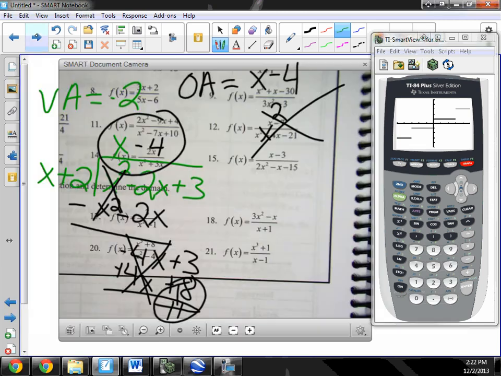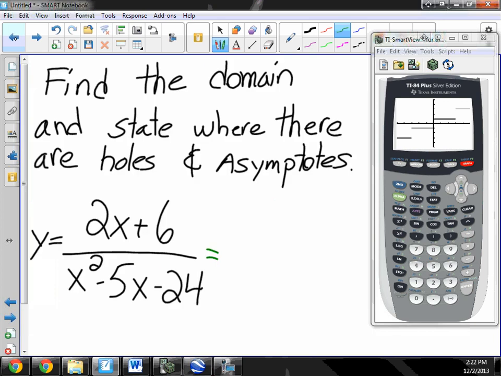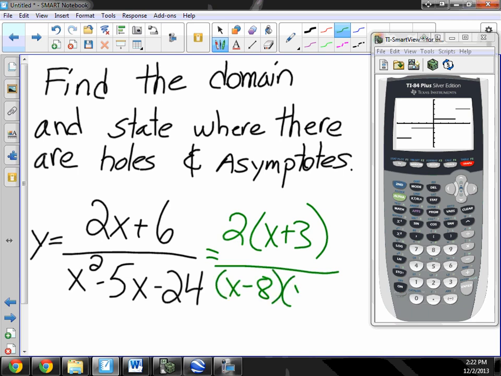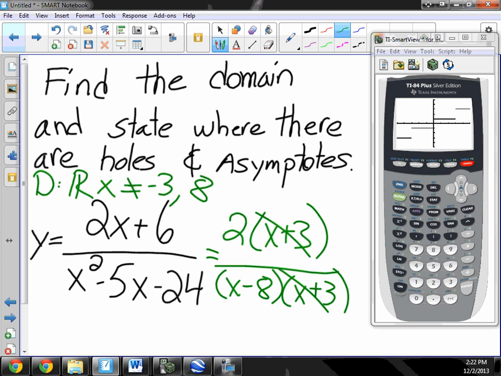So over here, we need to factor the top and factor the bottom. Does the top factor? Pull out a 2, and I get x plus 3. Does the bottom factor? x minus 8 and x plus 3. So those cancel. So my domain is all real numbers, but x cannot be -3 or 8. Does that make sense, Caitlin?